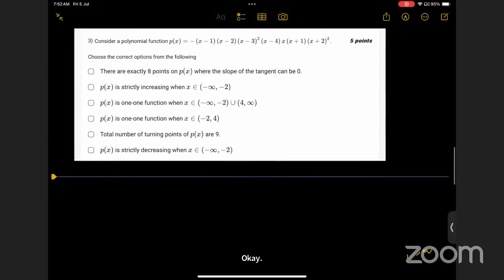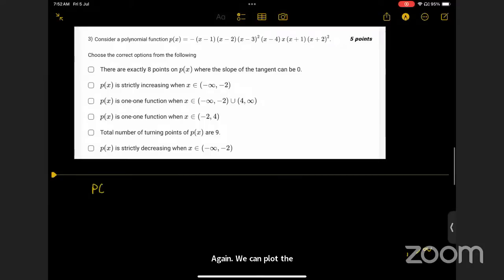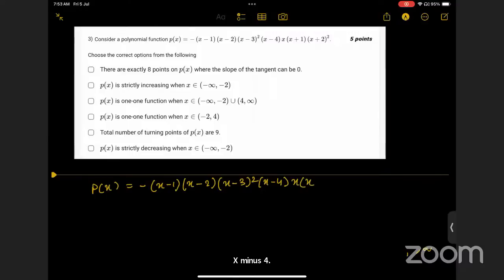Again, we can plot the graph. We have P(x) equals minus (x minus 1)(x minus 2)(x minus 3) square (x minus 4)(x plus 1)(x plus 2) square.